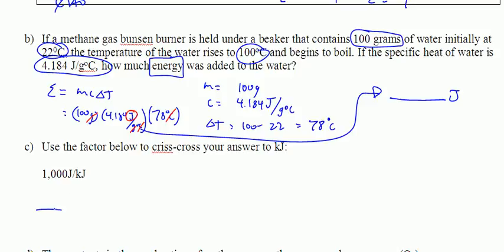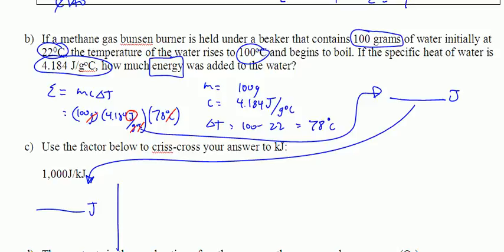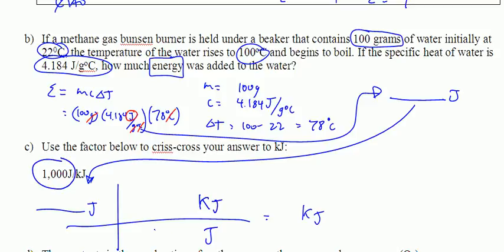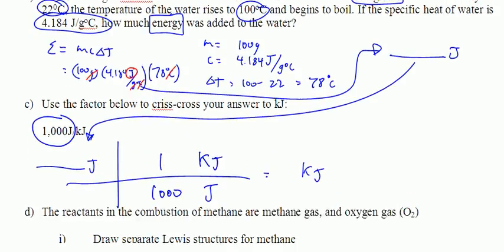Going to crisscross our answer from above here, to kilojoules. What you got on the bottom, what you want on the top. Joules has the 1000 next to it. 1 kilojoule. Good to go.